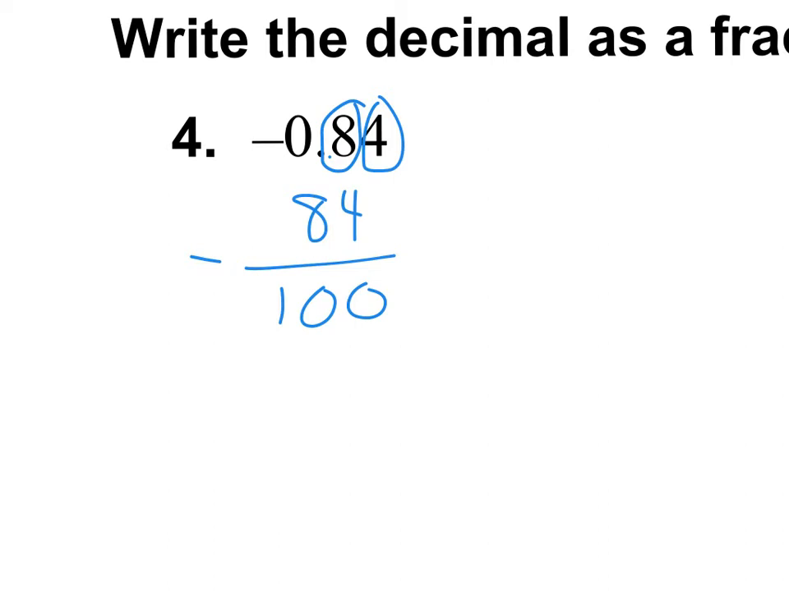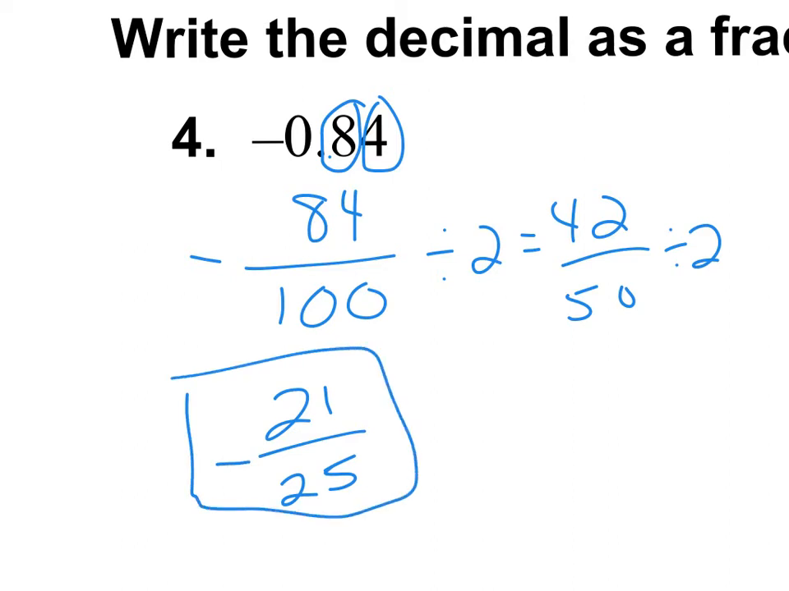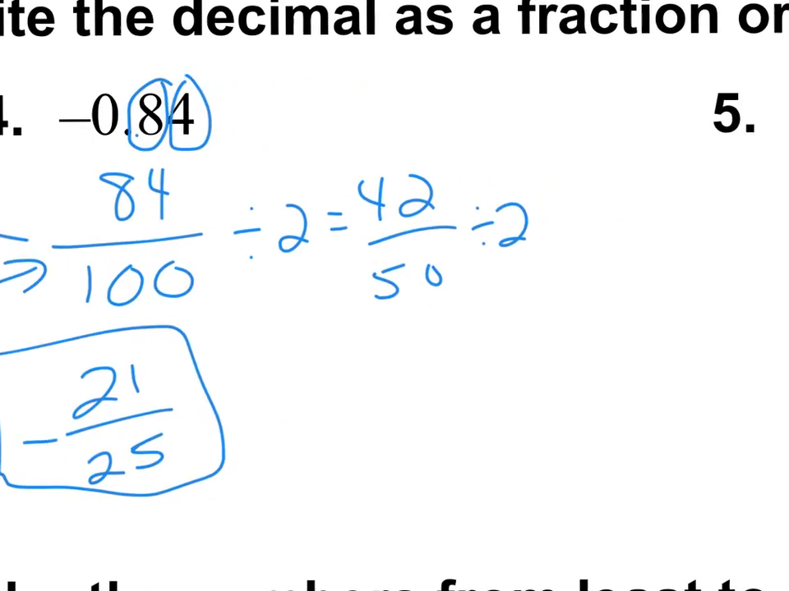What goes into 84 and into 100? 2, because they are both even. So 84 divided by 2 is 42 over 50. Oh, we can still get another 2 out of there, so it's divided by 2. 42 divided by 2 is 21. 50 divided by 2 is 25. And we still have that negative, and that will be our final answer, okay? So make sure you get everything out that we can get out, okay? You do not leave it like this. You have to make sure that you simplify it all the way, okay?